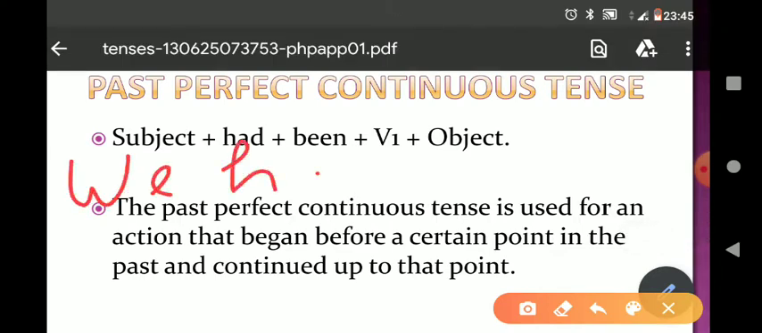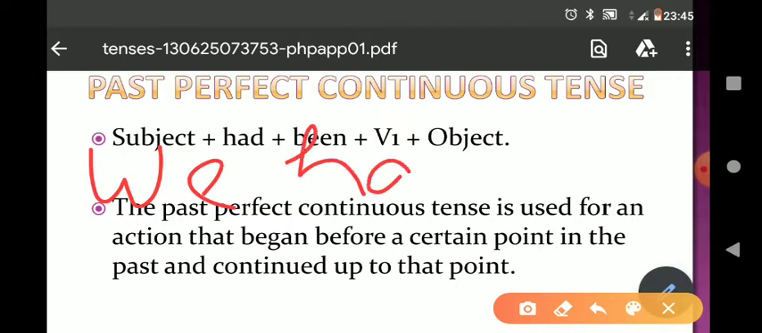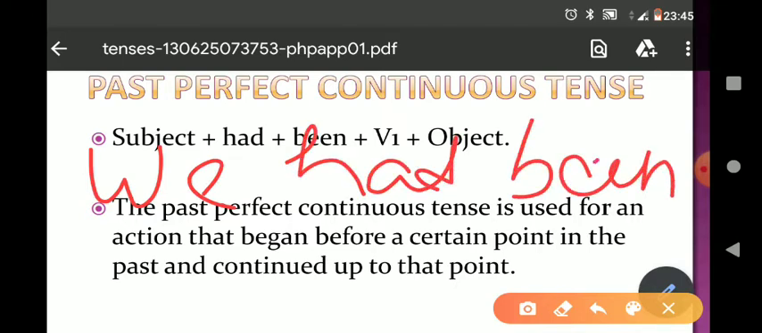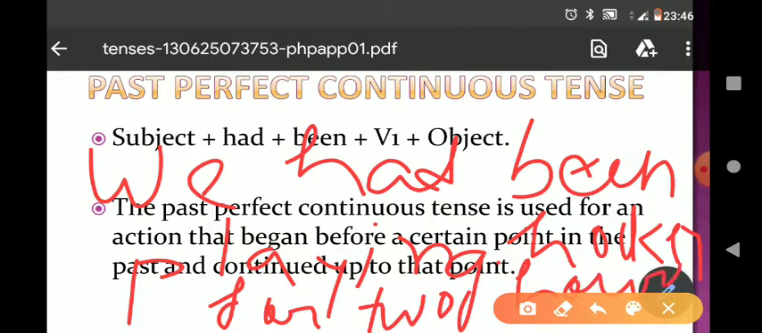We had been playing. Here the rule is wrong, not V1, but it should be V4. We had been playing hockey. And in all perfect continuous tenses we use since and for. So I can write: we had been playing cricket for 2 hours. हमने 2 घंटे तक क्रिकेट खेला था.